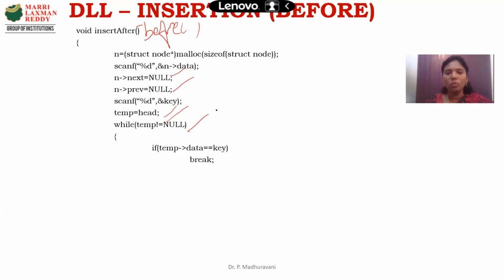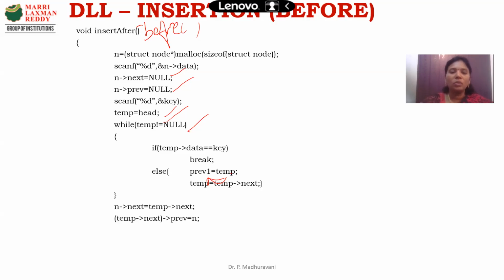If you found it, then you come out of the loop. Otherwise, store the temp pointer in previous one and move temp to the next node. Afterward, give the right side links by storing the temp arrow next address in the next field of n, and n's address into the previous field of temp arrow next. Similarly, the left side links: n's address into the next field of previous one, and the previous one's address into the previous field of n. So this is the procedure to insert a new node before the given element.